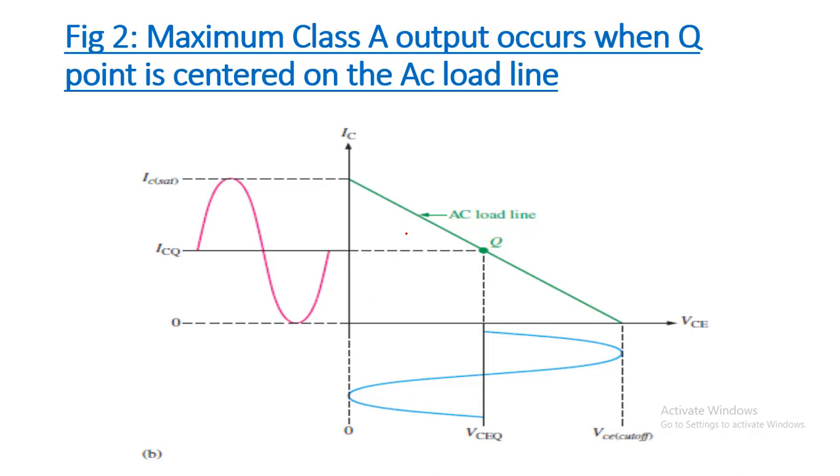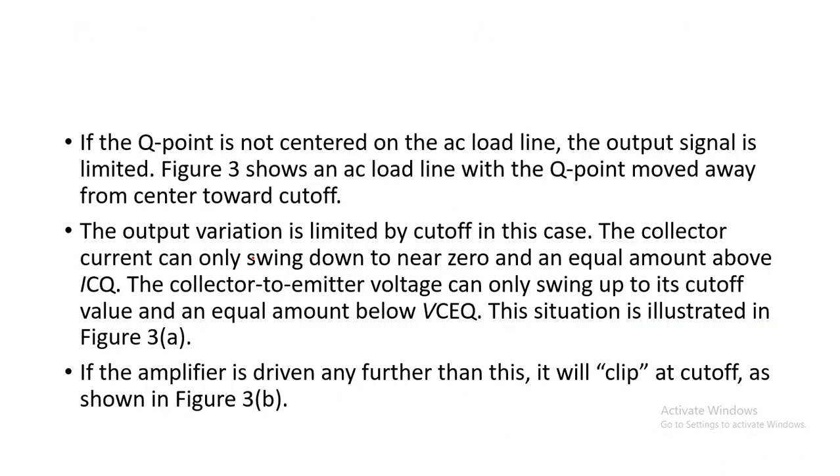Similarly, you can see that this is figure 2, and it is showing that the maximum class A output occurs only when the Q point is centered on the AC load line. You can see that the Q point is centered on the AC line, and this is your input. This is your output, and it is nothing but a phase shifted and amplified version of the same input. If the Q point is not centered on the AC load line, the output signal is limited. This won't be the most efficient, or the best version of the amplified signal.